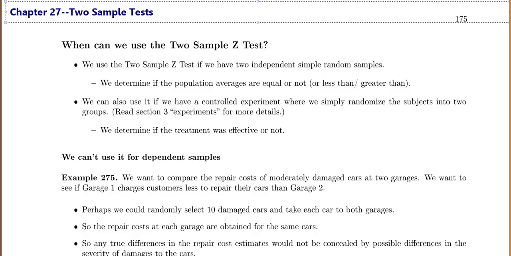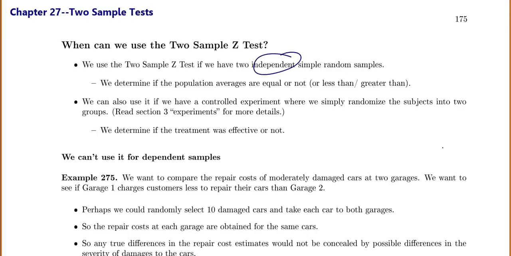So we said that we could use the two-sample z-test if we have two independent, simple, random samples. Now remember, independent samples means that the two samples are in no way related. They do not affect each other in any way. Independent means not related, don't affect each other. And we are supposed to have simple random samples. Most of what we do in this class, all of our formulas are for simple random samples.